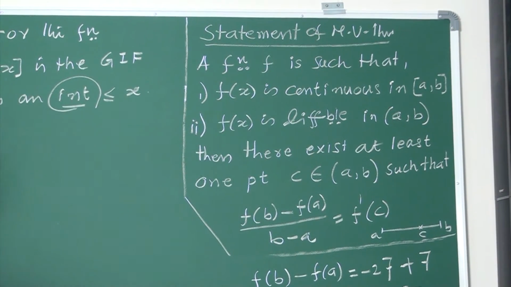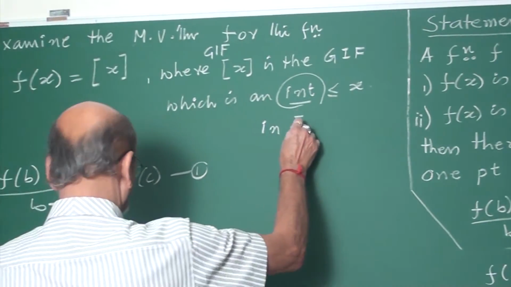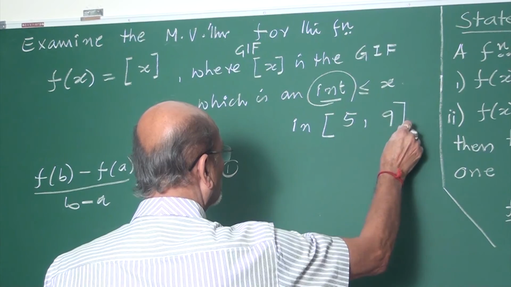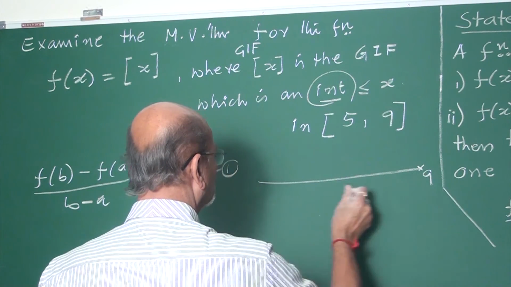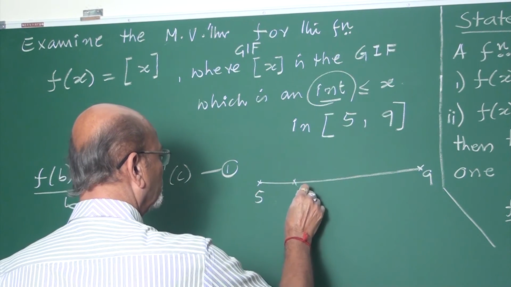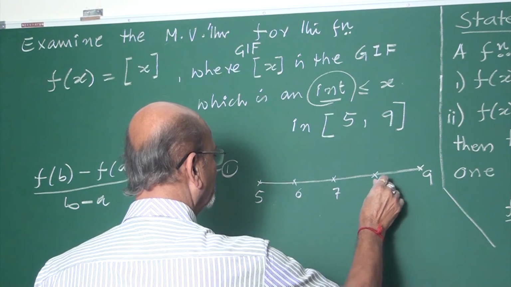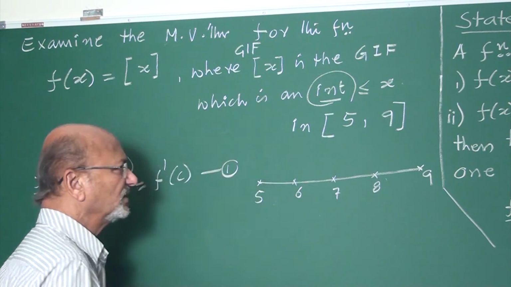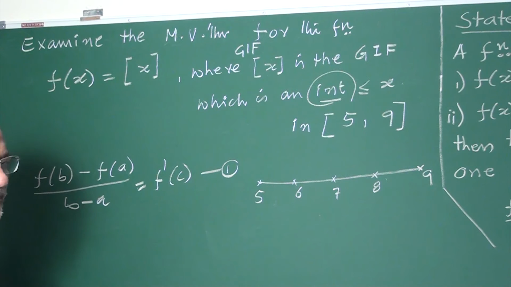My friends, the interval has not been given here. In the closed interval 5 to 9, this is 9, this is 5. Our concentration is on the integers themselves. 5 is an integer, and the integers in between 5 to 9 are these.